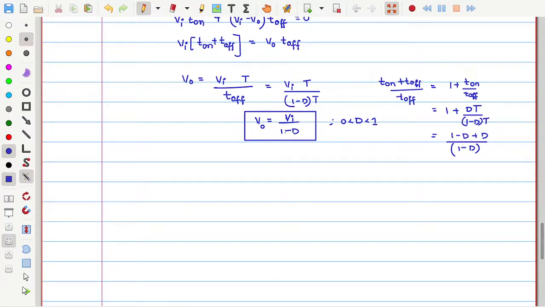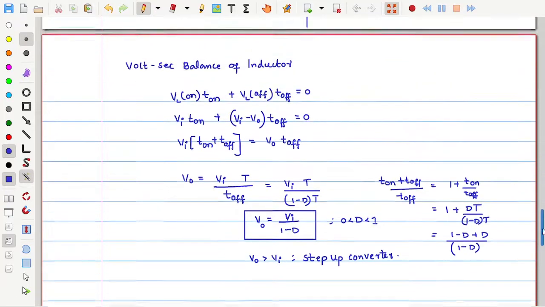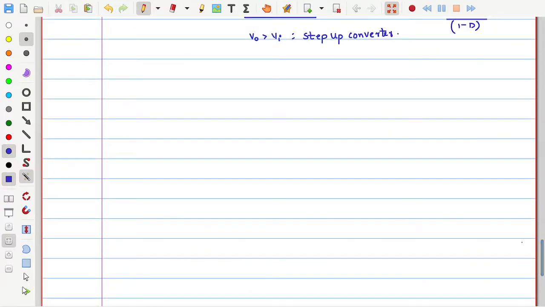That means the denominator will be lesser than 1. Anything lesser than 1 in the denominator gives a higher voltage than Vi. See that V naught is greater than Vi from this expression. That means it is a step up converter. Step up converter.